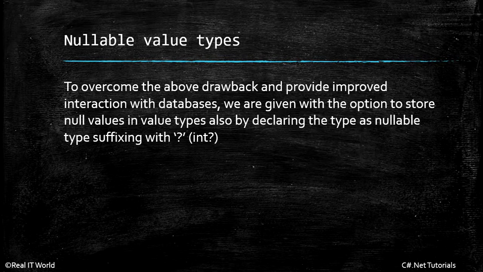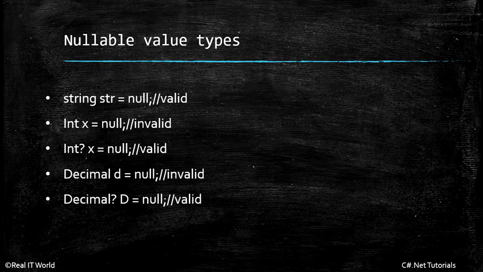Nullable value types overcome the above drawback. If databases allow storing null values inside value types, and I get data from the database, then we need to store that inside our C#.NET variables. If we get null values from the database, C#.NET will fail to store that data inside a C# variable. So to fix this problem, Microsoft introduced nullable value types in .NET version 2.0, to store null values also inside value types. This is about nullable value types in C#.